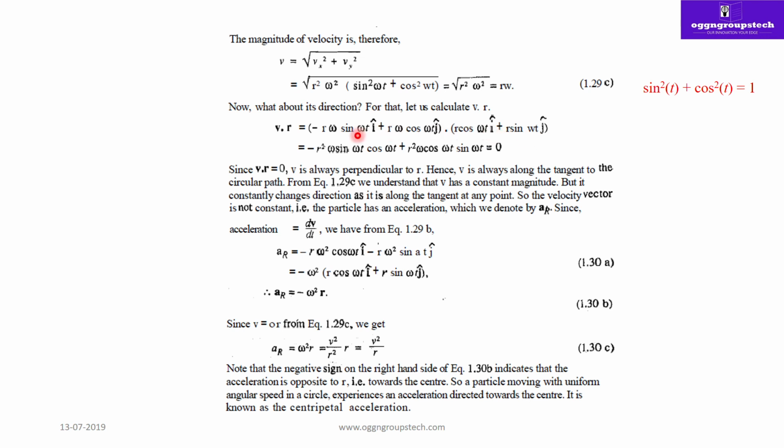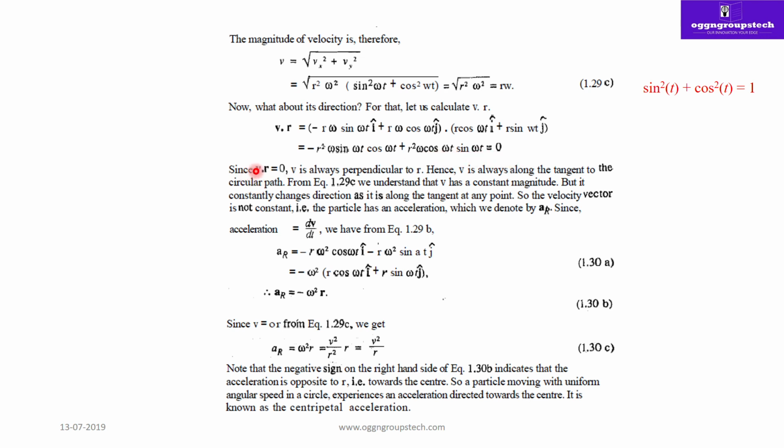I'll open the brackets: this term is multiplied with this term, and then this term with this, and these are the remaining terms I'll get after solving. So in this part I'll get minus r square omega cos omega t sin omega t plus r square omega cos omega t sin omega t, which is equal to 0.